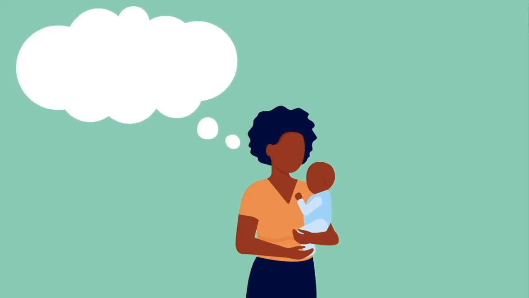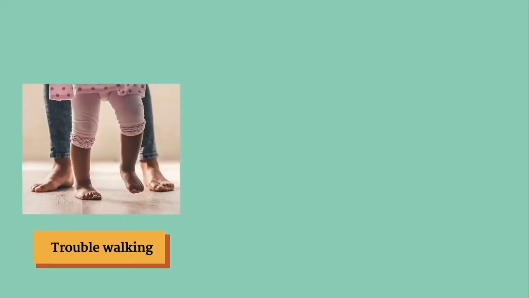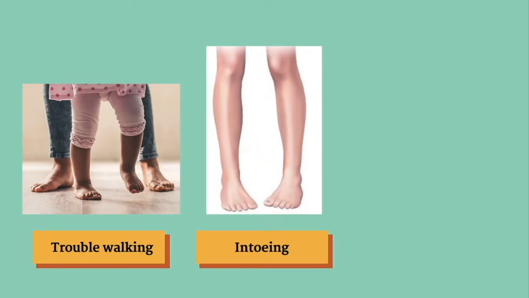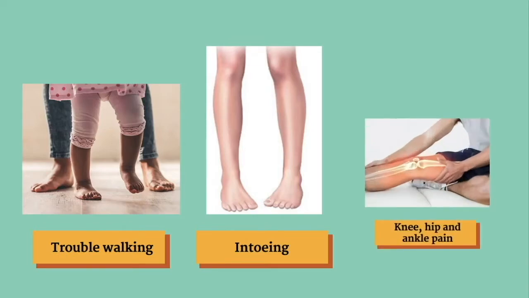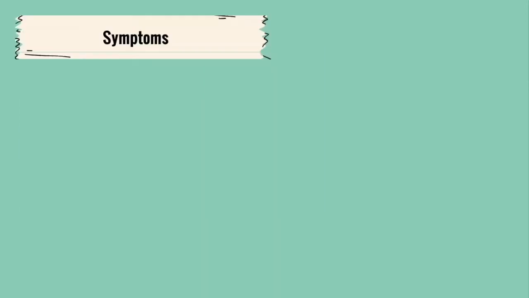So how can it be recognized by the patient or by the patient's family? You have to look for trouble walking or an awkward walking pattern in toddlers, turning in of the feet or in-toeing with bow legs in toddlers, and knee, hip, and ankle pain in adolescents. Presentation is more commonly bilateral but can be asymmetric.